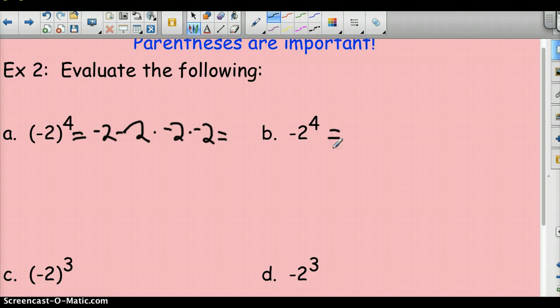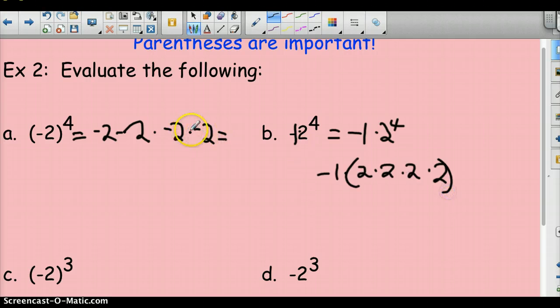This one's different though. Negative 2 to the fourth power. Anytime this negative does not have parentheses around it, it's the same thing as negative 1 times something. And since order of operations says exponent before multiply, this is negative 1 times 2 to the fourth power. That's what you have. Now what this means is the only thing being taken to the power is 2, not negative 2. So it's negative 1 times 2 multiplied by itself 4 times. Notice the difference between these two things. They work out with very different results.